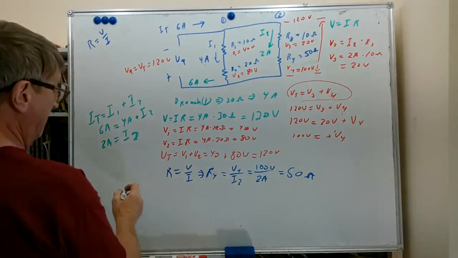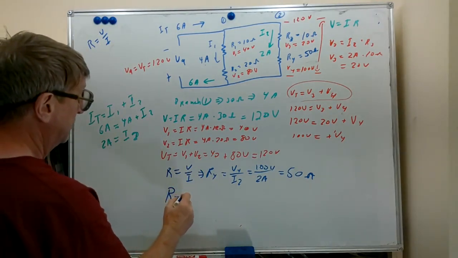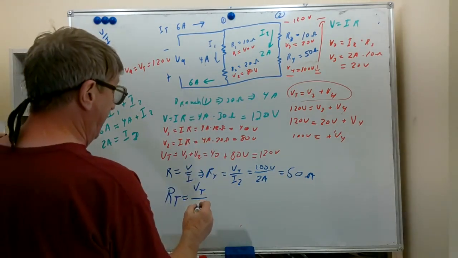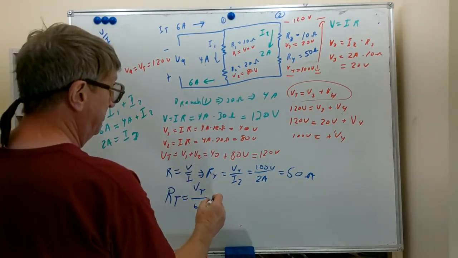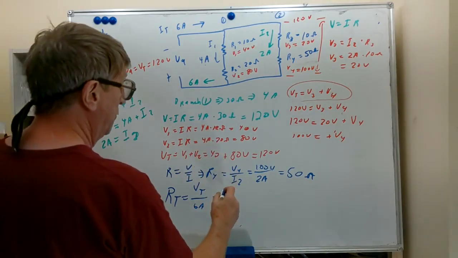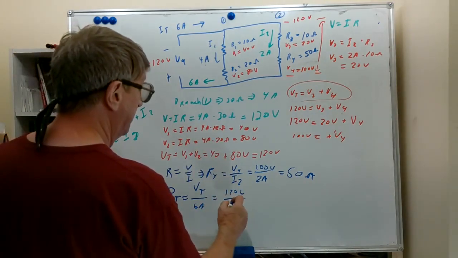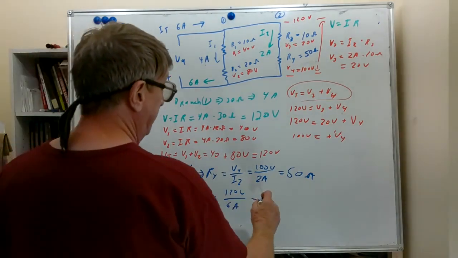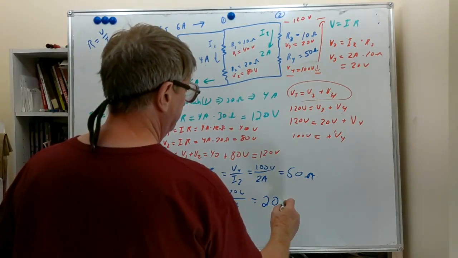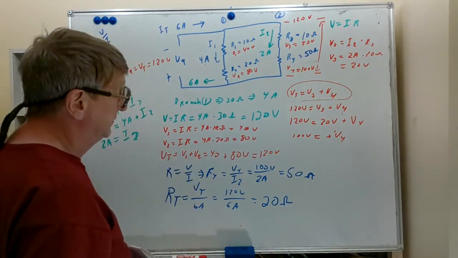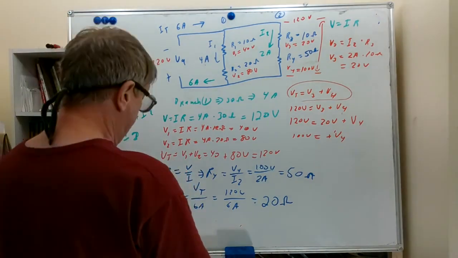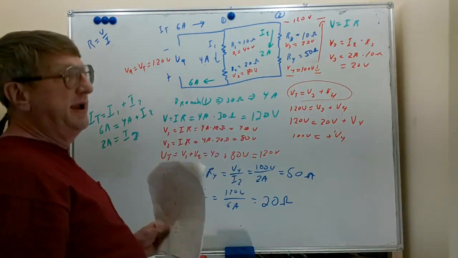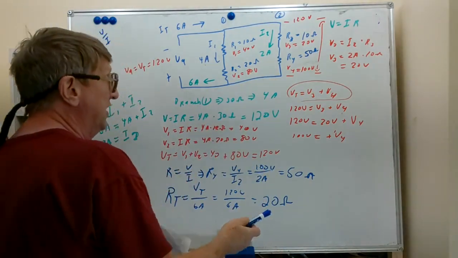But we could say that RT would equal VT, the applied voltage, divided by the total current, 6 amps, which would be 120 volts divided by 6 amps. That's going to be 20 ohms, right? 120 volts. Yeah. And we could sum these up, do our 2-branch parallel resistance, and solve that, and should get the same thing.